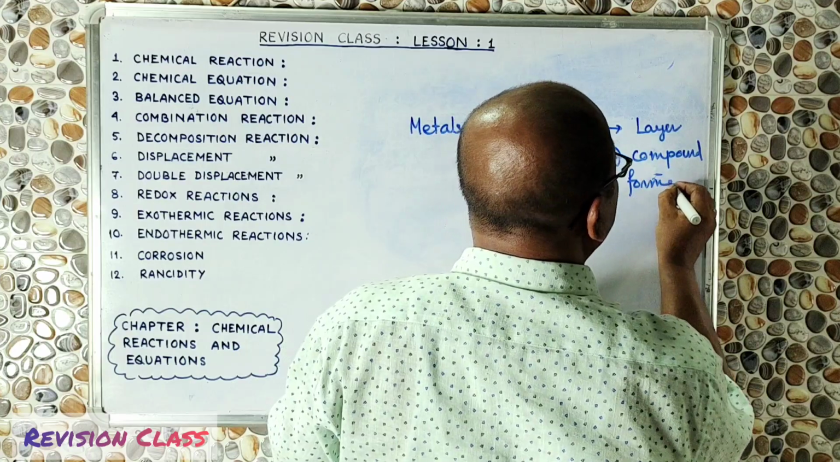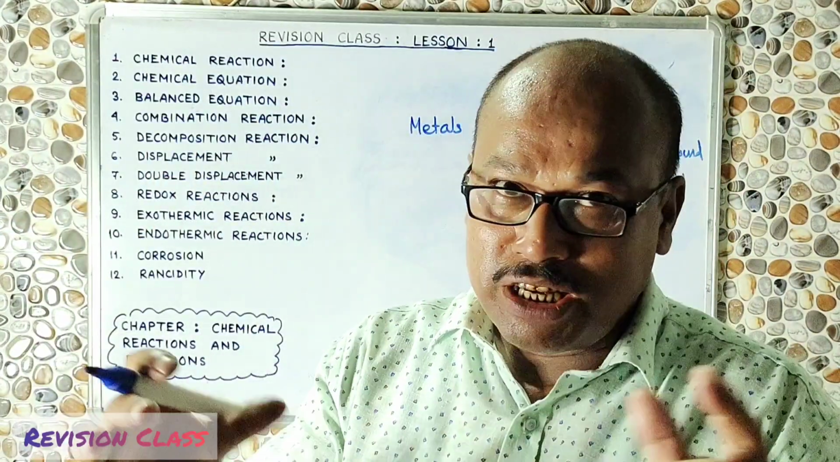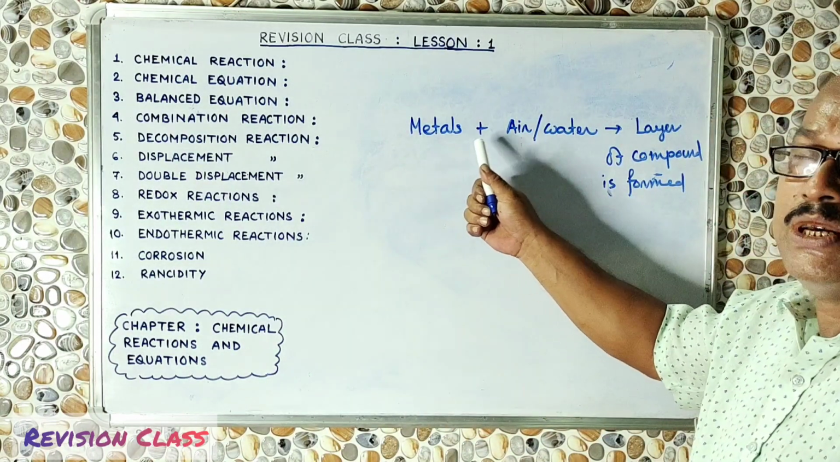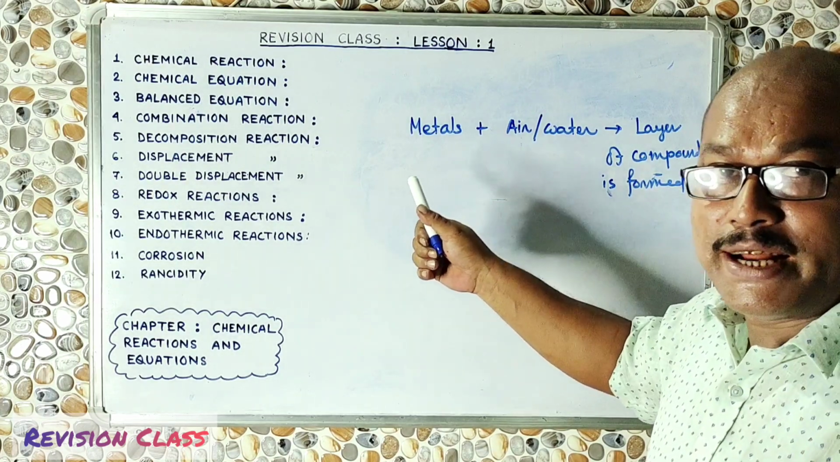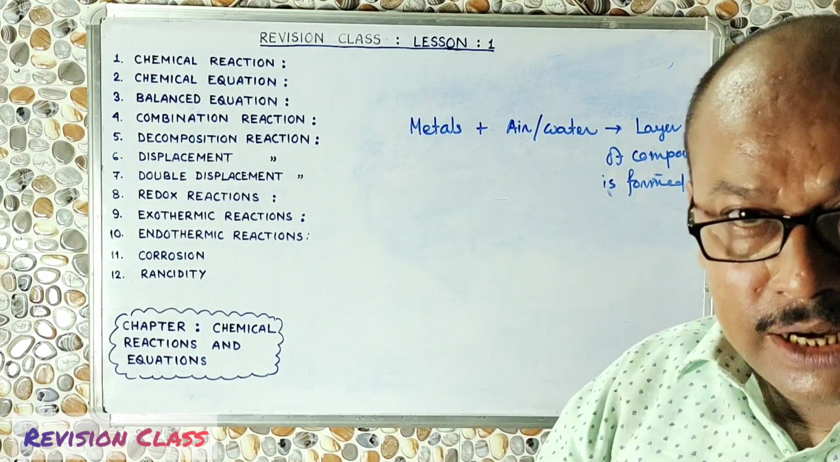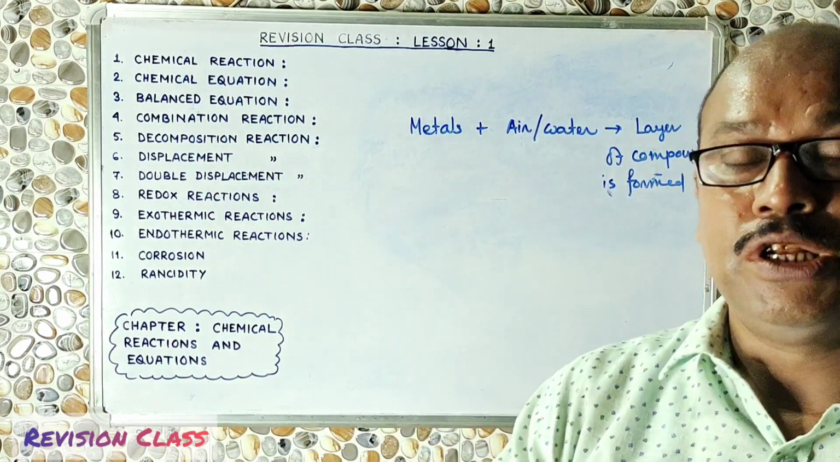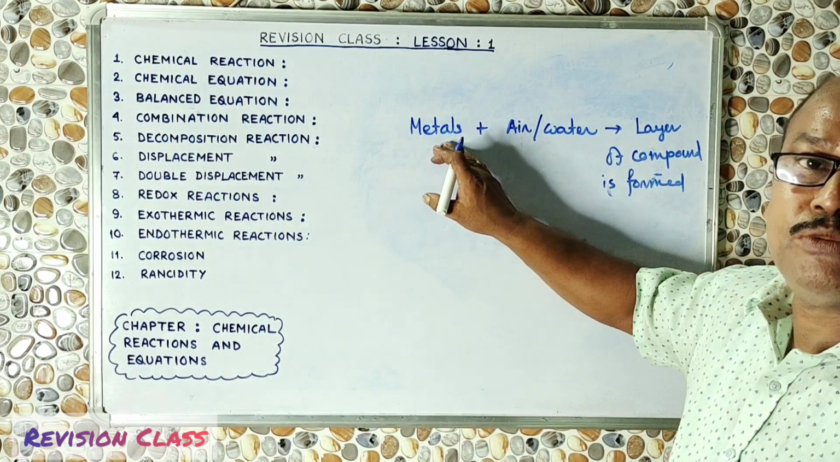A layer of new compound is formed. Where? Over the metal. It means originally it was metal, but this metal, being reactive, what happens? This metal comes in contact with air where there is oxygen. If not air, it may come directly in contact with water, or it may come in contact with the water vapor present in the air. And then these things will start reacting with the metal.